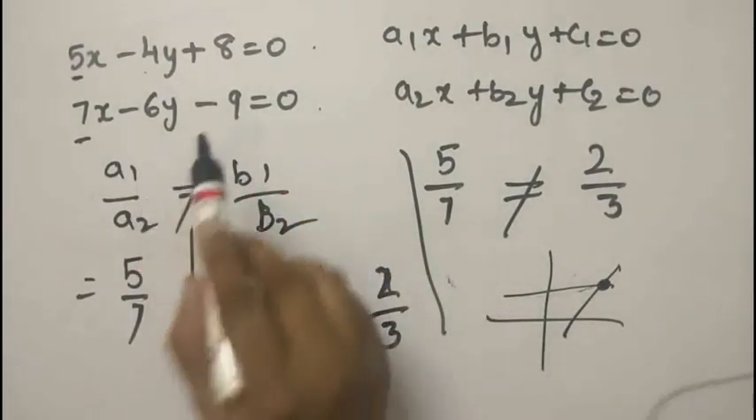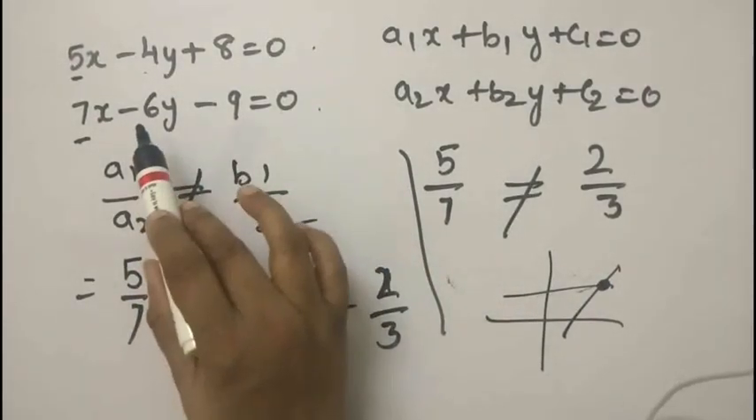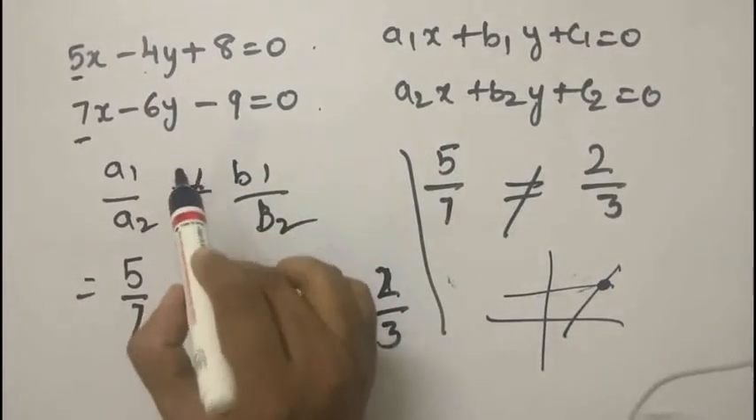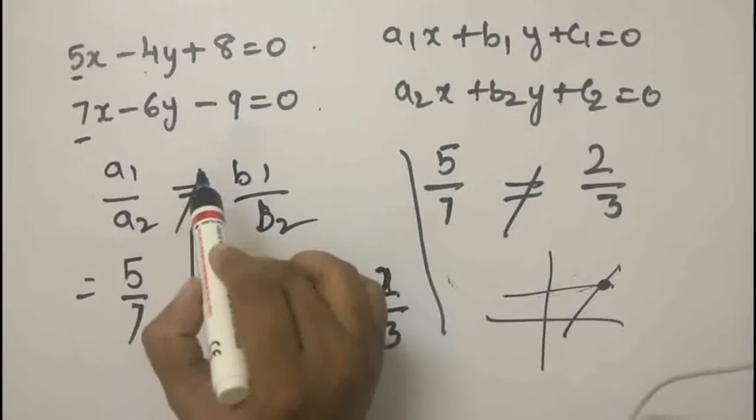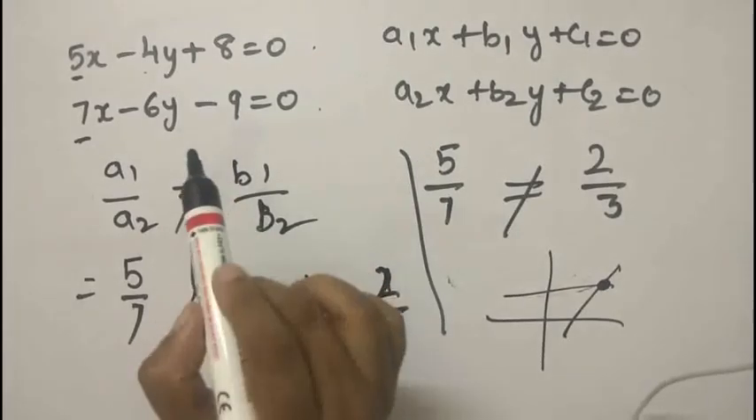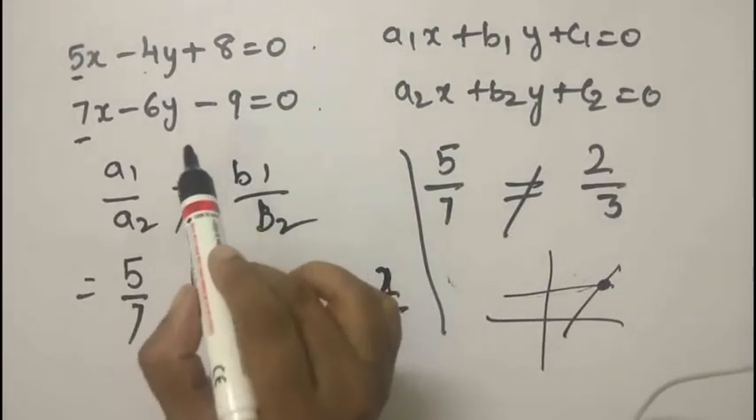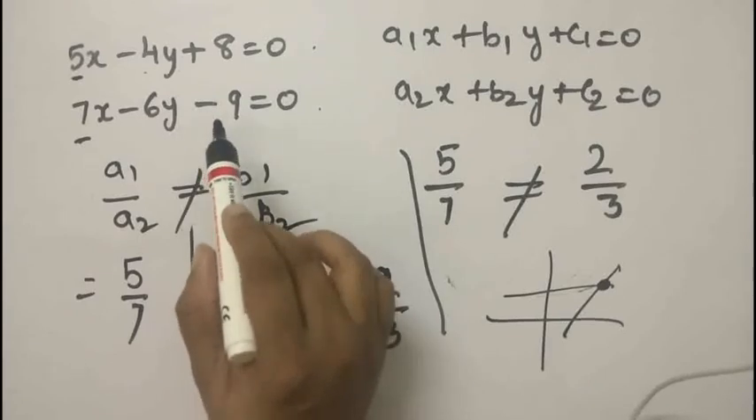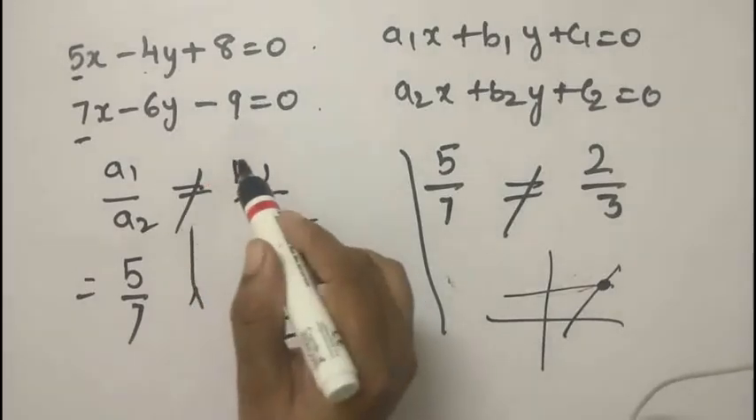So on seeing the equation, after finding the ratio, you can clearly say that they are intersecting lines because a1 by a2 is not equal to b1 by b2. So they are intersecting lines, they will have one solution, and this pair of lines is consistent. Okay, that's it. Now let us go to the second problem.